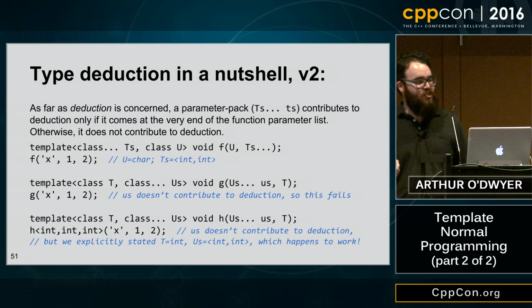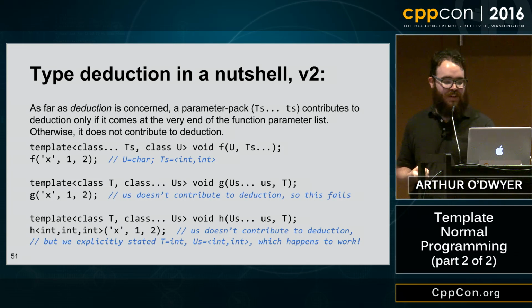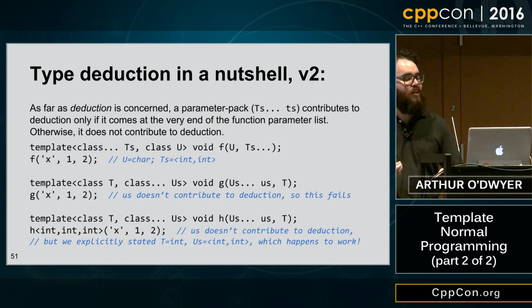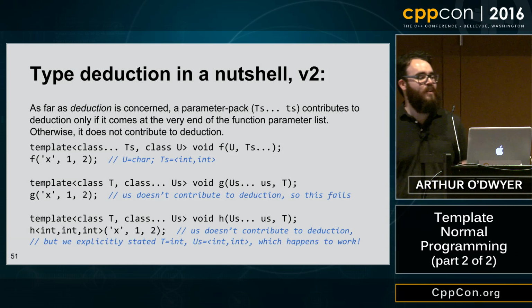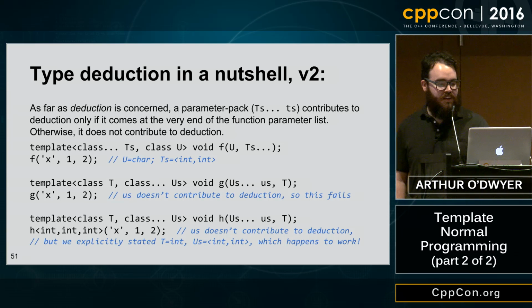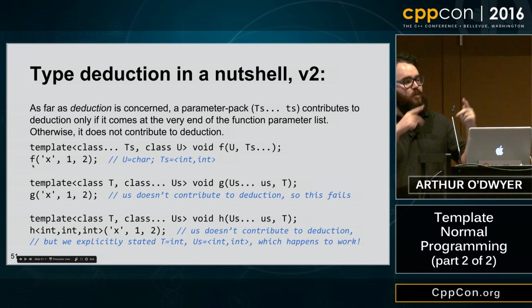So as far as deduction is concerned, we talked about explicitly specified template parameters. Now let's talk about parameter deduction. A parameter pack contributes to deduction only if it comes at the very end of the parameter list. Otherwise, it does not contribute to deduction. So in this case, I have an F, and I'm not going to specify anything about the angle brackets.